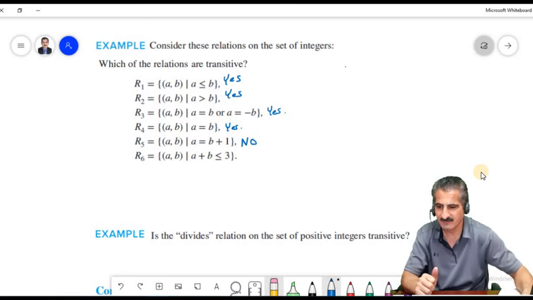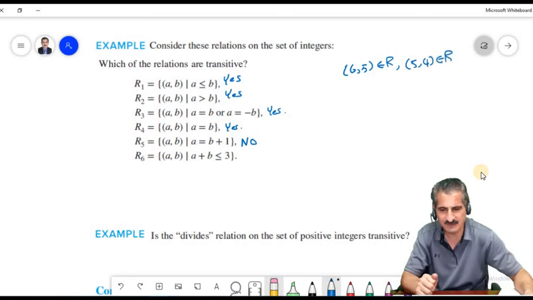Give me an example. We will say 6 and 5 belong to R. And 5 and 4 belong to R, correct? But 6 and 4 does not belong to R. This is for R5. So this is not transitive.